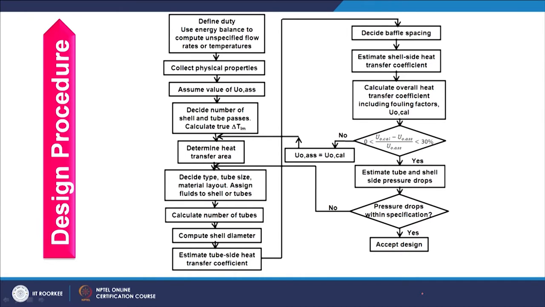Up to shell diameter calculations we have already covered in the last lecture, and the next step is to estimate the tube side heat transfer coefficient. Once I have decided the tube diameter, the arrangement, the bundle diameter and the shell diameter, we have all the geometry available, so that we can calculate the overall heat transfer coefficient, and for that we have to estimate the tube side as well as the shell side heat transfer coefficient. So let's start with the tube side heat transfer coefficient.